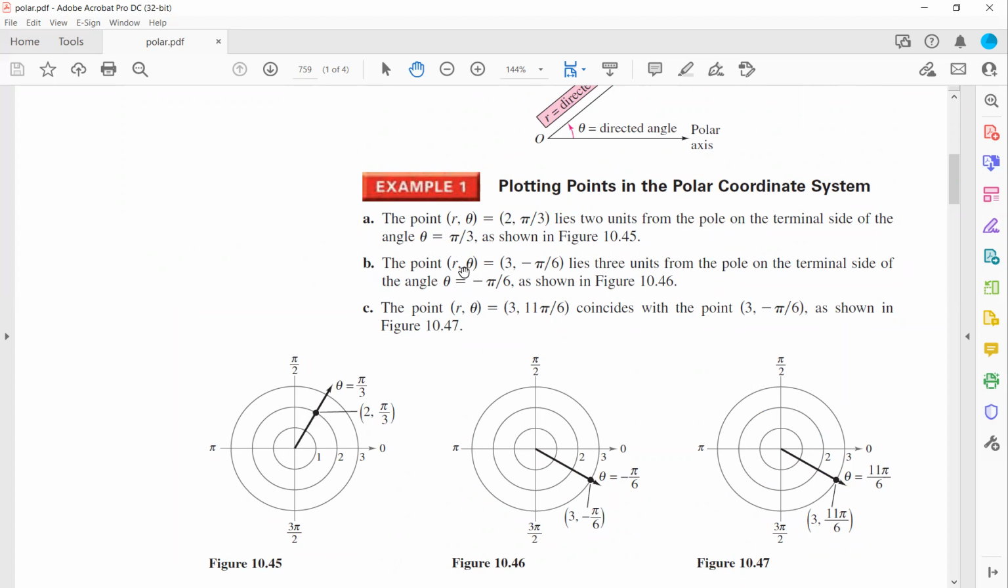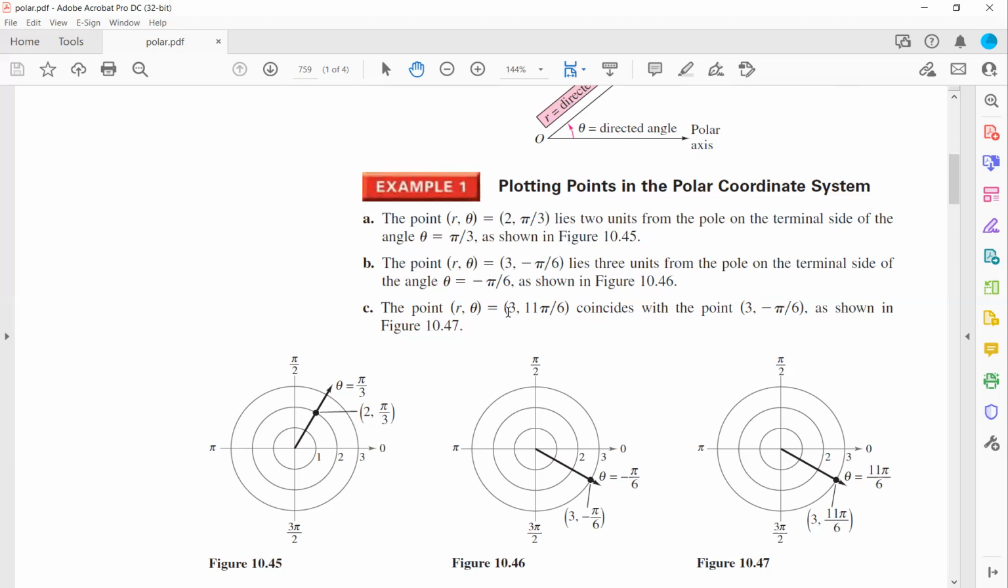The next point is 3 and negative pi over 6. Negative pi over 6 is a negative angle. The directed distance is 3. So from the origin, we rotate clockwise to get to the negative angle, negative pi over 6, and the distance is 3 units.